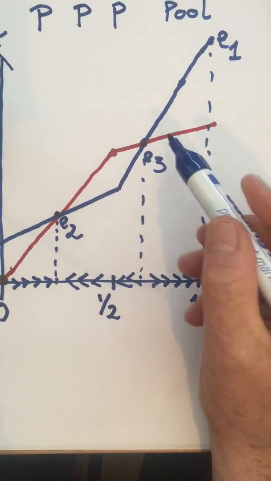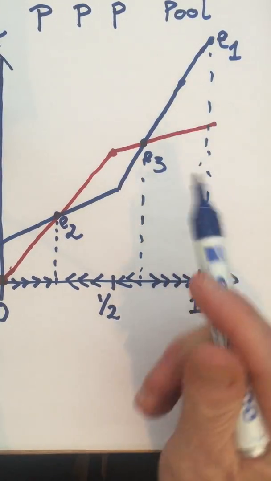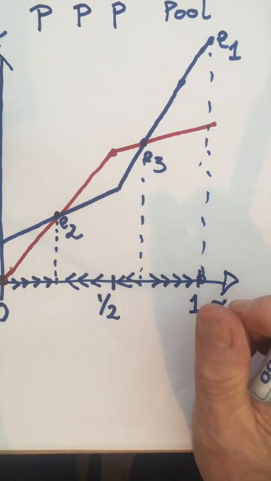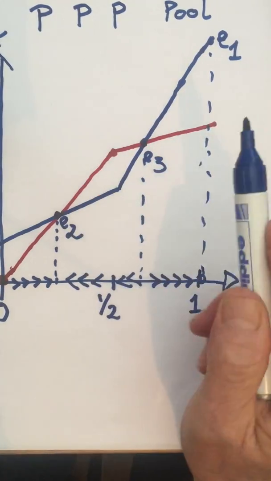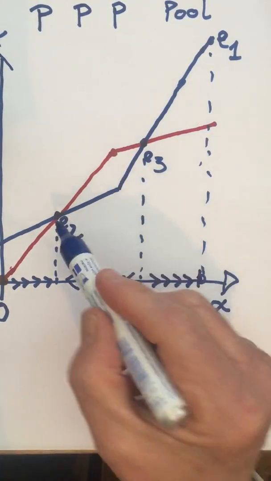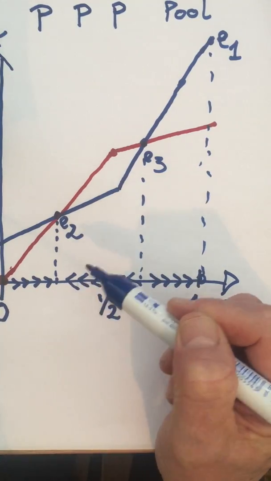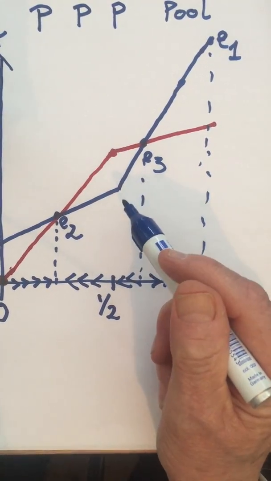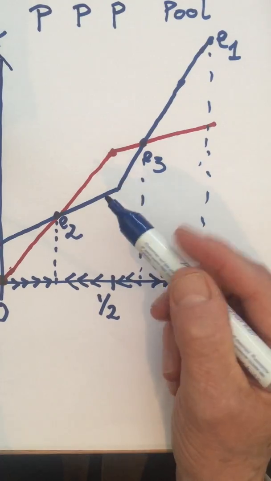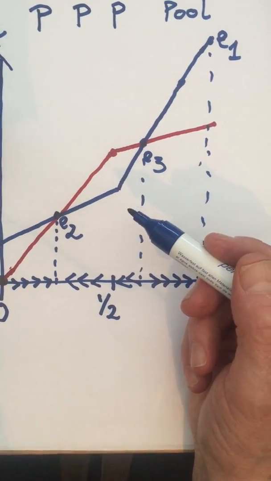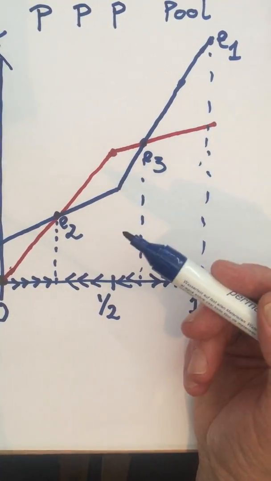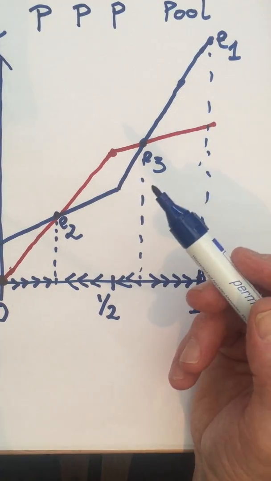E3 is the tipping point, the threshold. If you go beyond that, then you move to the good equilibrium, E1. If you go below E3, you move to the bad equilibrium situation, where there is this low level of producers and a high number of parasites. So this is basically the dynamics of the situation.